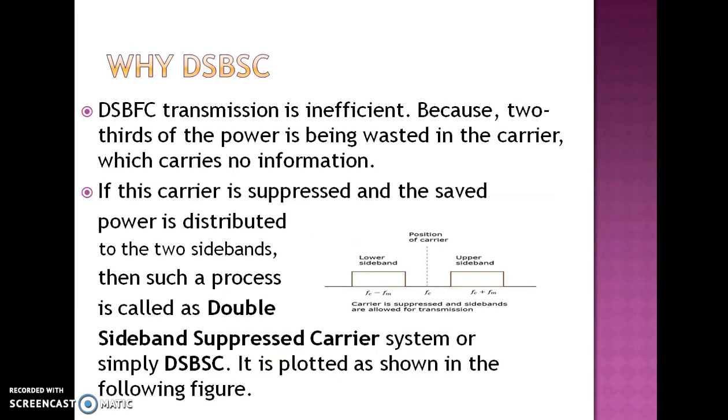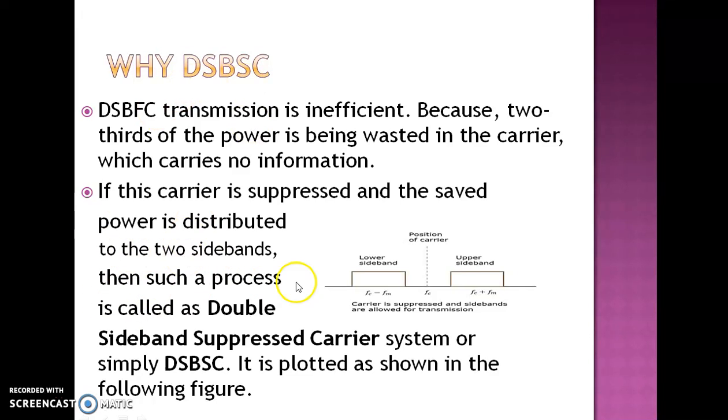Then why DSB-SC? DSB-FC transmission is insufficient because two-thirds of the power is being wasted in the carrier, which carries no information. So if this carrier is suppressed, it will save the power, and the saved power is distributed to the two sidebands. Such a process is called double sideband suppressed carrier, and such a system is called a double sideband suppressed carrier system, or simply DSB-SC. The plot is shown.